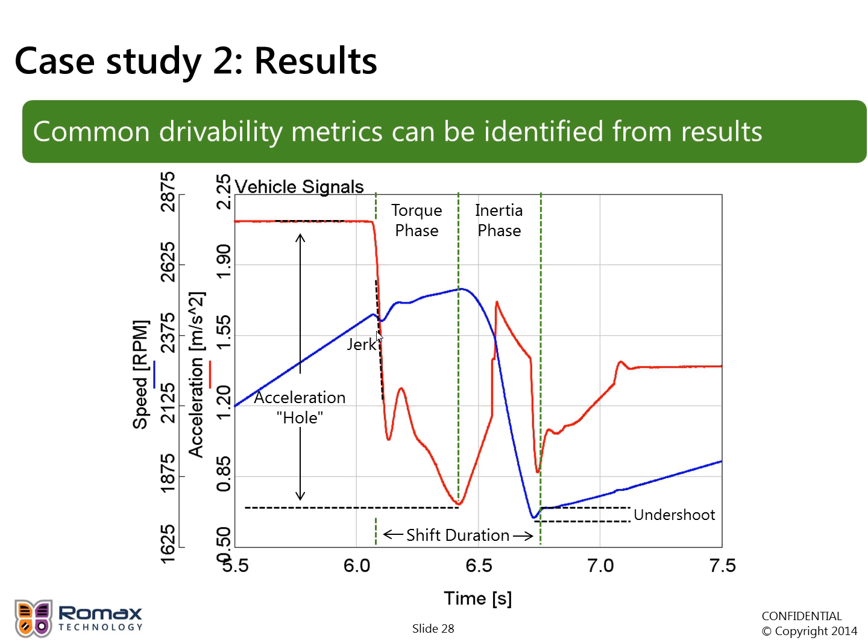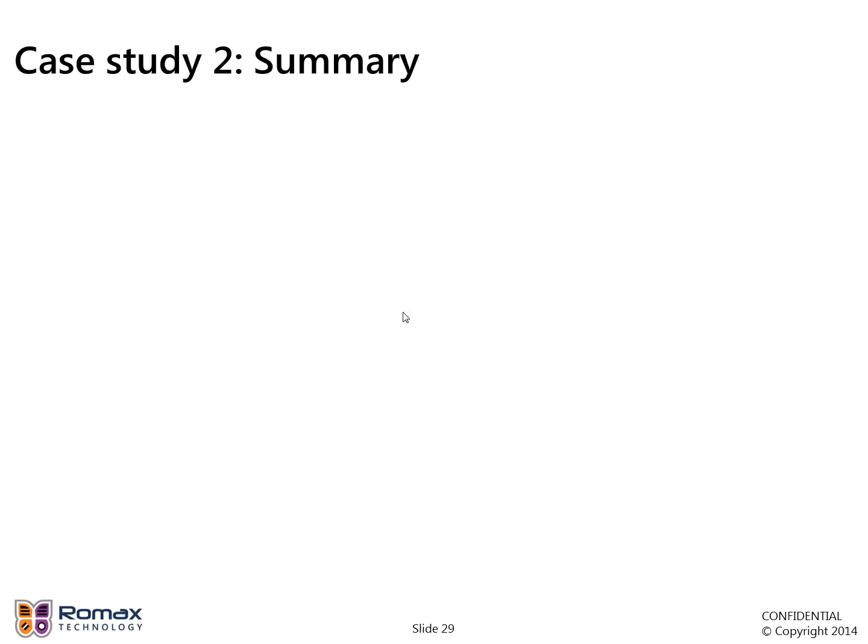But either of those things can then be updated in the model. They can be resimulated very, very quickly, either by changing the mechanical parts of the transmission in the Romax model and exporting, or by changing the control system in GT Suite to make these improvements.